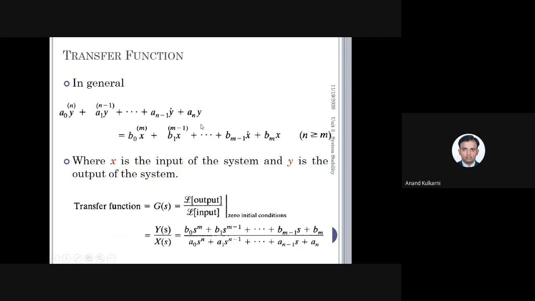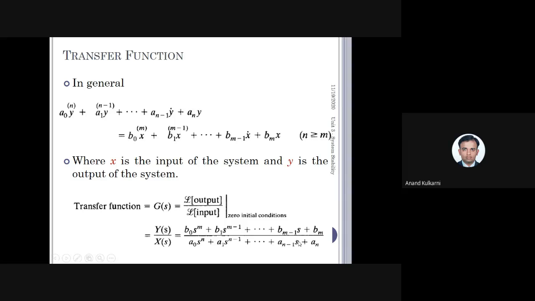So here you can see the general transfer function of the system can be expressed by y upon x, where y is output and x is input. So it is an nth order system. An nth order system can be written as b0 s^m + b1 s^(m-1) + b2 s^(m-2) and so on, b(m-1) s + bm. So in the numerator, there are m terms, whereas in the denominator, there are n terms.